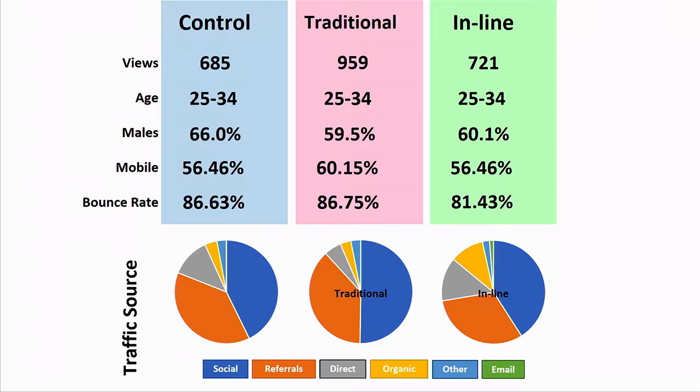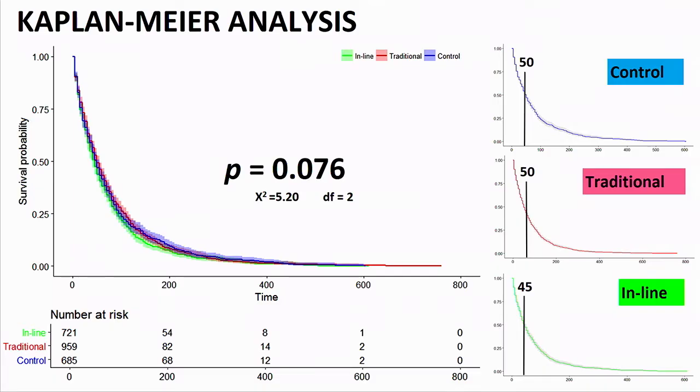There was no statistically significant demographic differences between groups after randomization, and bounce rates between groups across all 3 web pages were not significantly different. So in order to study the time users spent on each blog post, we adopted a measure known as active time, and I think this warrants a little bit of explanation.